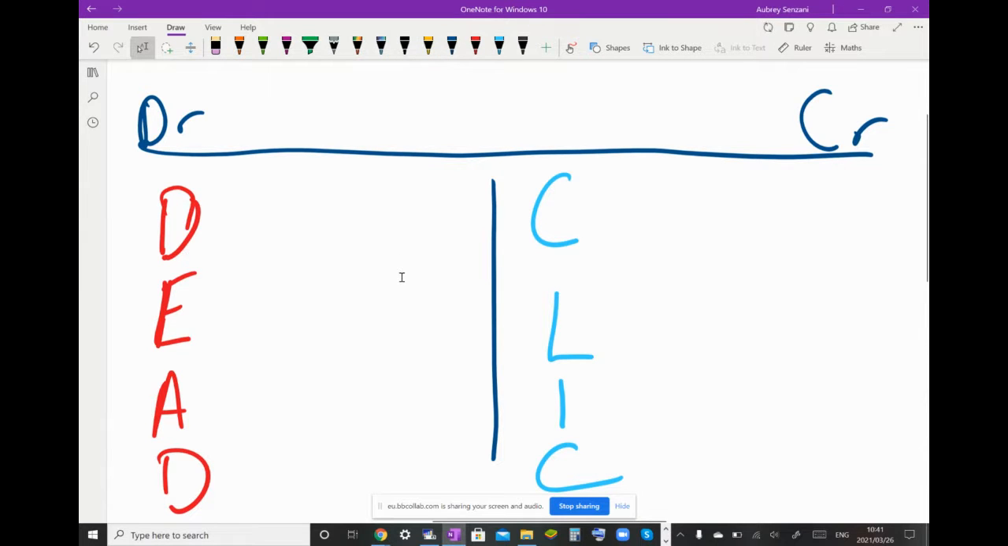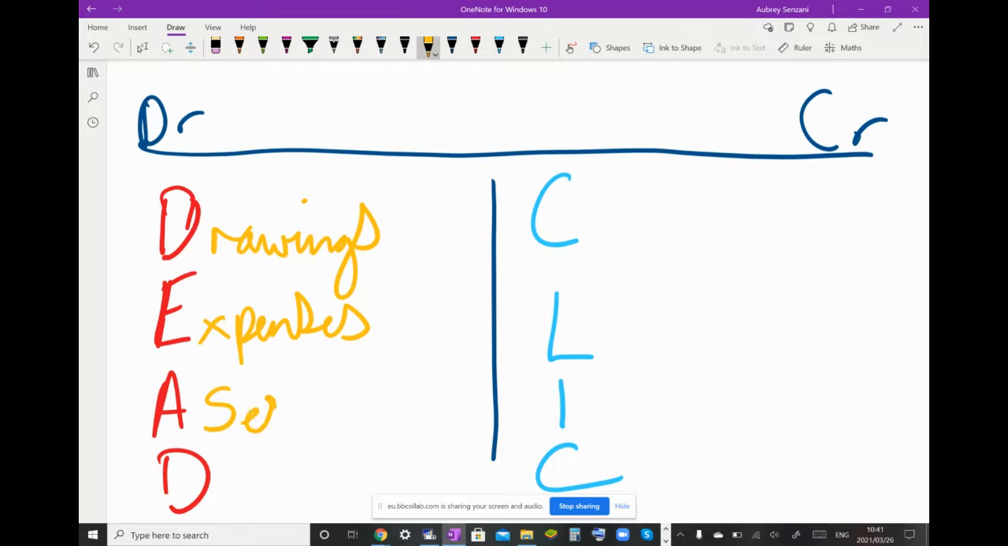We have the debit side and we have the credit side. So here we have DEAD, and on this side we have CLIC. So tell me, what does the first D there stand for? Anybody? Yes. Drawings, 100%. Then the next, the E stands for? Anybody know? Next, the E stands for expenses. Then the A stands for assets.